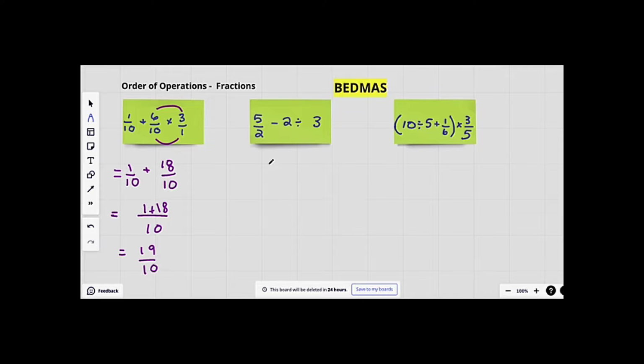Great, now let's take a look at this one: 5/2 minus 2 divided by 3. Again, with BEDMAS, we don't have any brackets or exponents, but we have a division, and division needs to take place first. So we write 5/2 minus, and in this case we want to convert these into fraction format first because they're actually whole numbers.